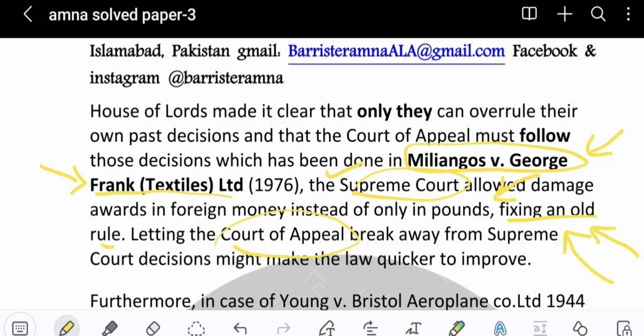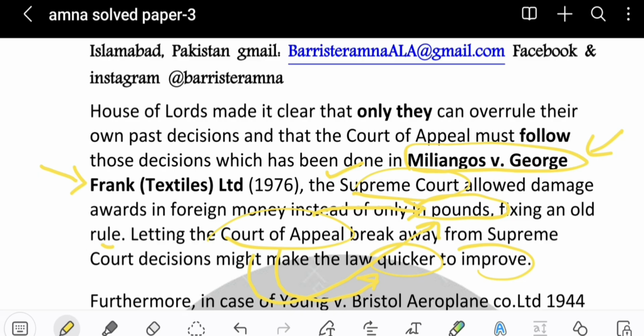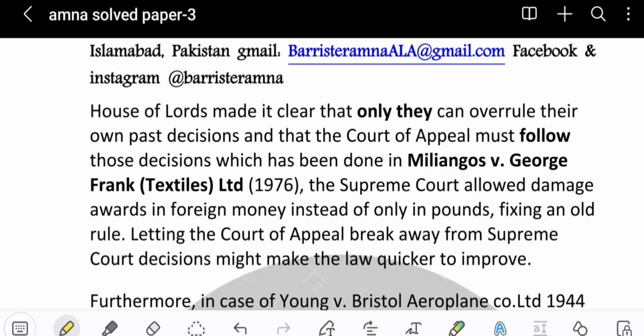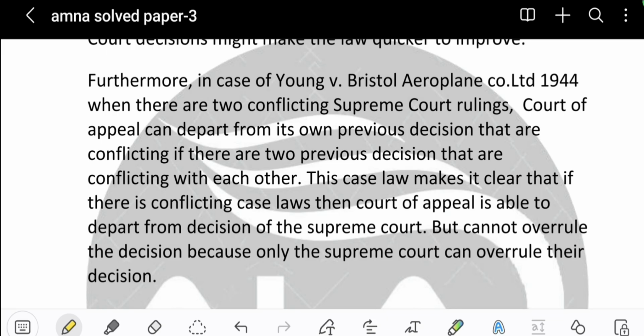So now the Court of Appeal, the lower court, is not bound to follow the previous decision. Instead, they can follow the other decision that has been changed by the Supreme Court. What decision? That the foreign currency can be used. After changing such a decision, the Court of Appeal became much quicker to improve, because it doesn't need to be bound to follow decisions that can give a very wrong result in its own cases as well. So the Supreme Court's decision helped a lot in improving the Court of Appeal. Okay, so this is how this case law helped. Now I'm going to move on to the next paragraph.